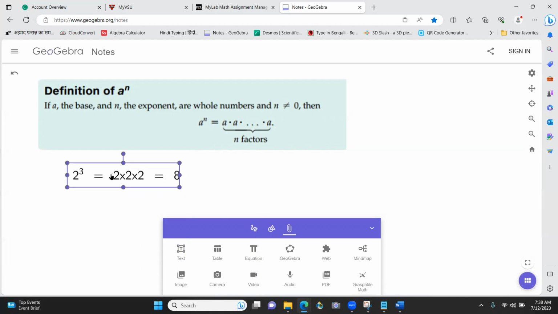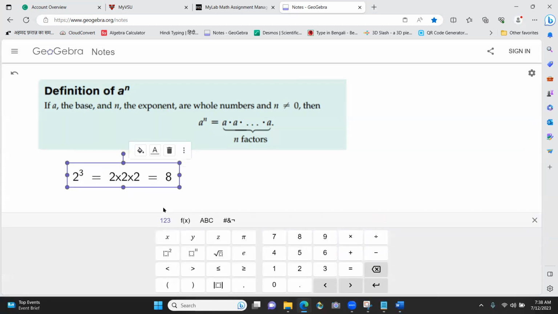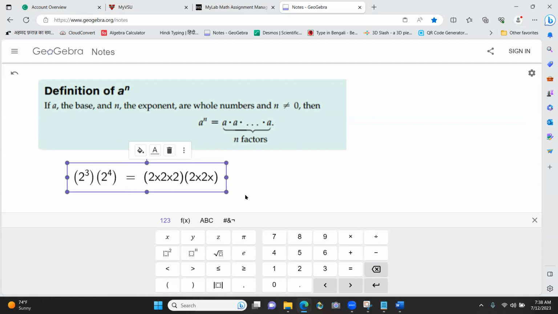So what about this, guys? What about I want to write something like this? I have the same base, but a different power this time. Let's say 4. Now, I'm going to expand it for you. Instead of 2 to the power 3, I can write 2 times 2 times 2. Instead of 2 to the power 4, I can write 2 times 2 times 2 times 2.